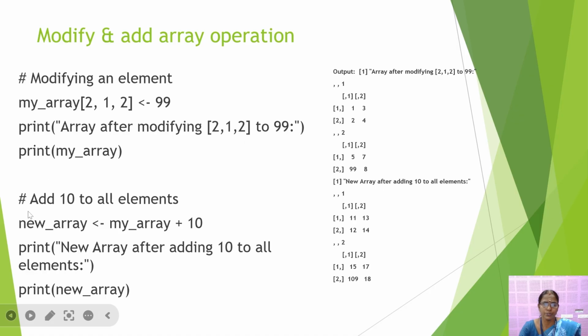Suppose you want to add some value in the array operation, you have to give the command: your array name plus 10. It can add 10 to all elements. So 1 plus 10 is 11, 2 plus 10 is 12, 3 plus 10 is 13, 4 plus 10 is 14. Like this, for the first array as well as the second array, it adds and then displays all elements like this.